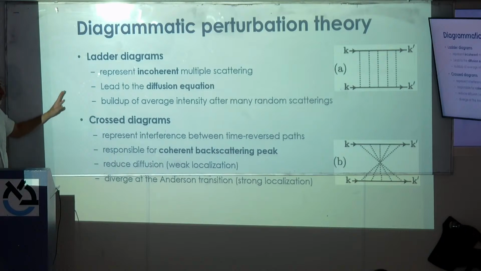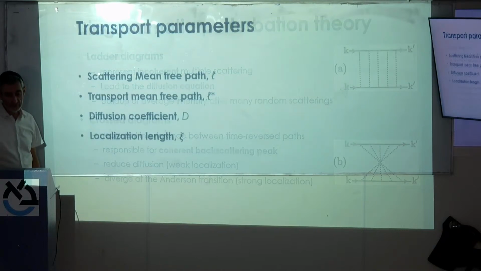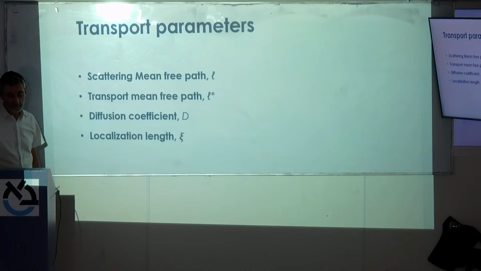So those are the tools that we have: the Dyson equation, the Bethe-Salpeter equation, diagram perturbation. That's the theory, the tool that we can use to describe the physics here. And this will lead us to first define and then calculate microscopic parameters.